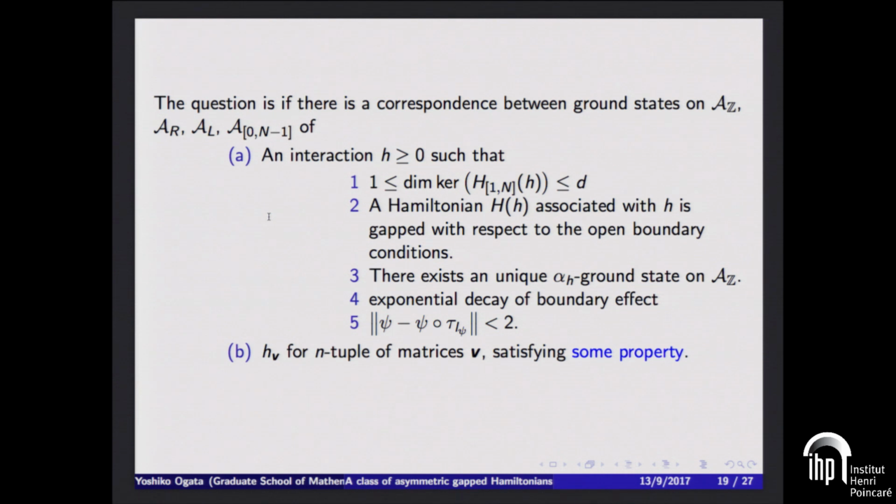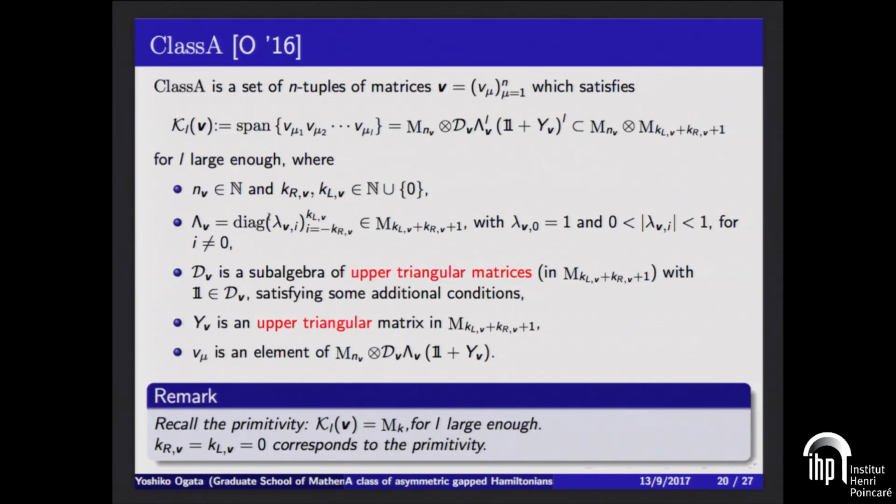So here is the property that I call class A. Class A is a set of any tuple of matrices which satisfies the following conditions. First of all, my V's live in this tensor product. Second, I want you to recall the definition of KLV, which was just the span of L monomials of V. And third, I would like you to recall the primitivity condition, that KLV should get saturated to the full matrix algebra for L large enough.